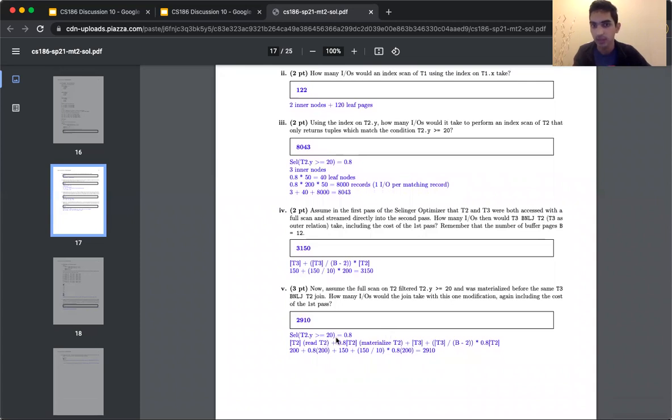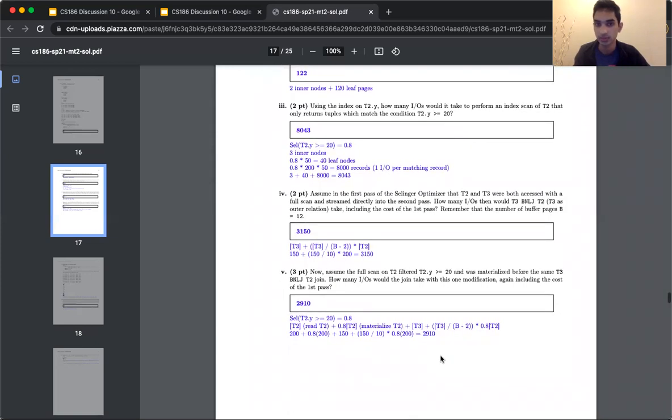So the selectivity of T2.y is greater than or equal to 20 is equal to 0.8. So the read of the entire T2 plus the cost of materializing T2 is 200 plus 0.8 times 200. And then our formula is very similar to before, except now we're reading a smaller version of T2. So now we're reading 0.8 times T2 because our T2 was reduced in size and materialized. So now we have a total of 2910 IOs.